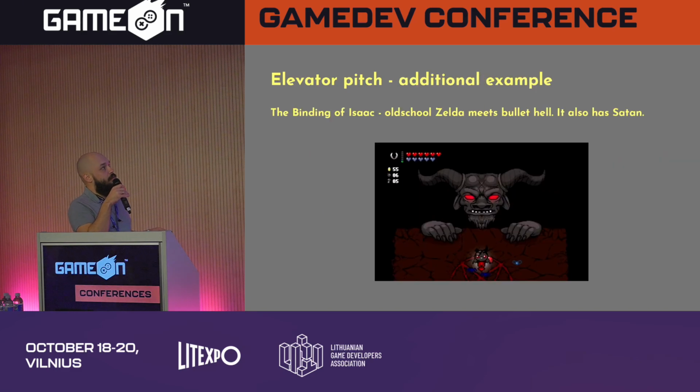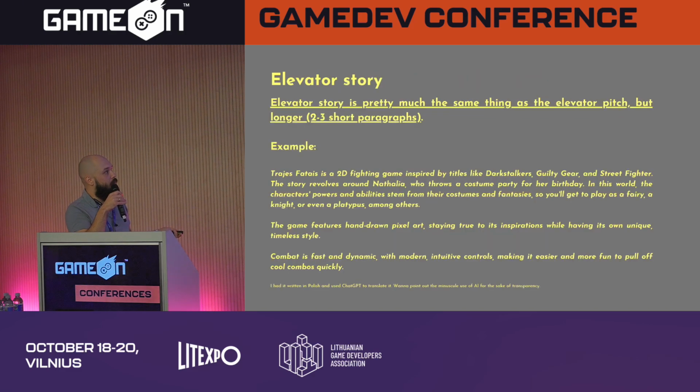And here is an additional example for The Binding of Isaac. It's basically old school Zelda meets bullet hell. It also has Satan. And the elevator story is pretty much the same thing as the elevator pitch, but longer. It's like 2 to 3 short paragraphs. And here you can see the example that Trajes Fatais is a 2D fighting game inspired by the, and yada yada yada. So yeah, this is basically it.